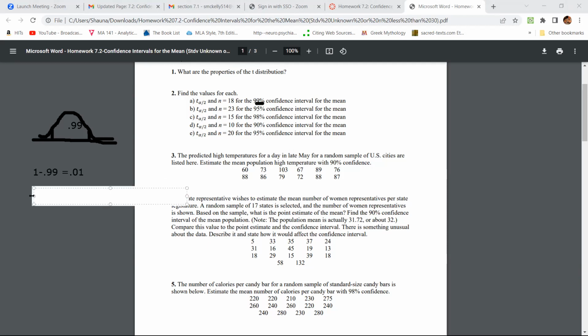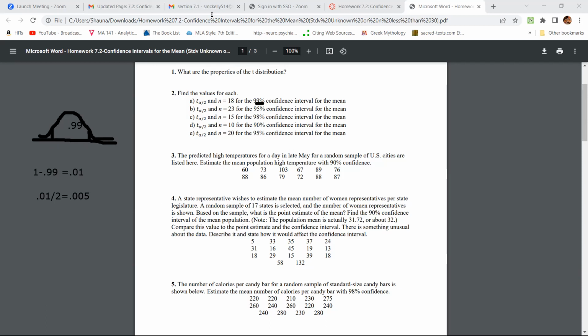So we need to split this in half. This is 0.01 divided by 2, which is 0.005. Now, when we get the confidence coefficients, we're only looking for the positive portion of this. So we want the area to the left, which is going to be 0.995. So when you go to your calculator, let me share the calculator screen.